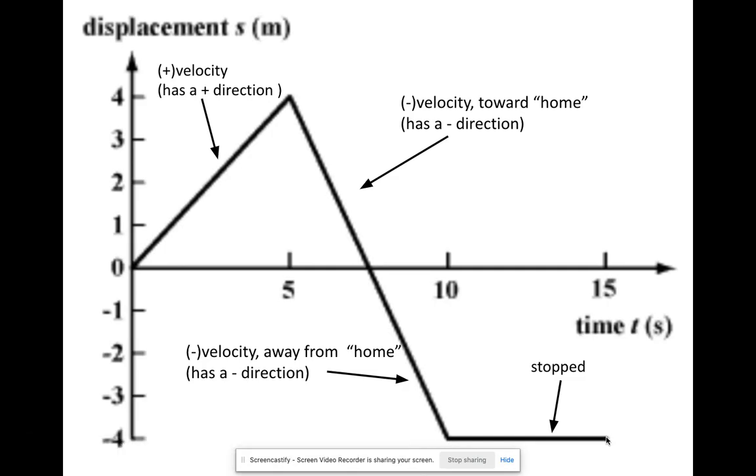Now, I've been using runner. This could be a car. This could be anything that's having motion. It could be a dog. It could be a cat. Any object that is having motion. I just have been using the word runner for today's lesson.